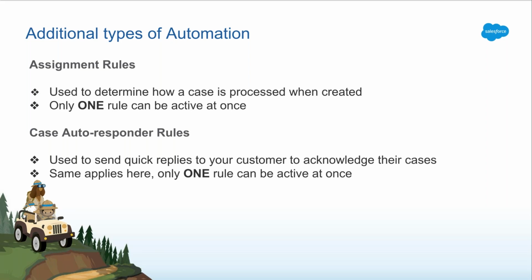One important note here is you can only have one assignment rule active at the same time or at once. So that means you can have multiple rules, but they would be deactivated. Only one of those rules can be active. If you activate a second rule while having one rule already set to active, then it will deactivate the first one. So only one can be functioning at the same time.